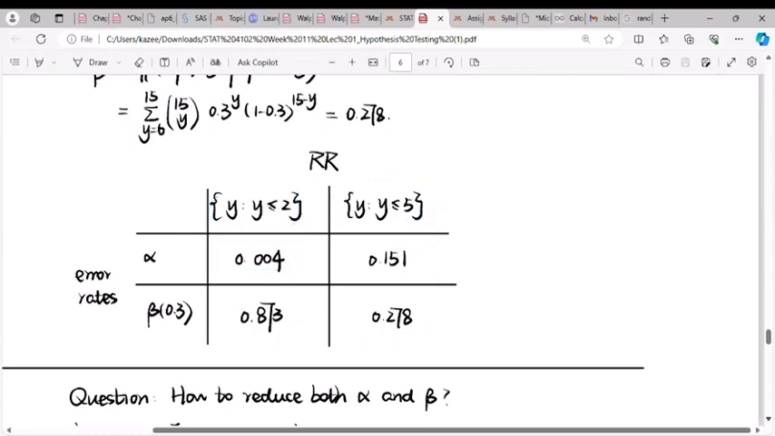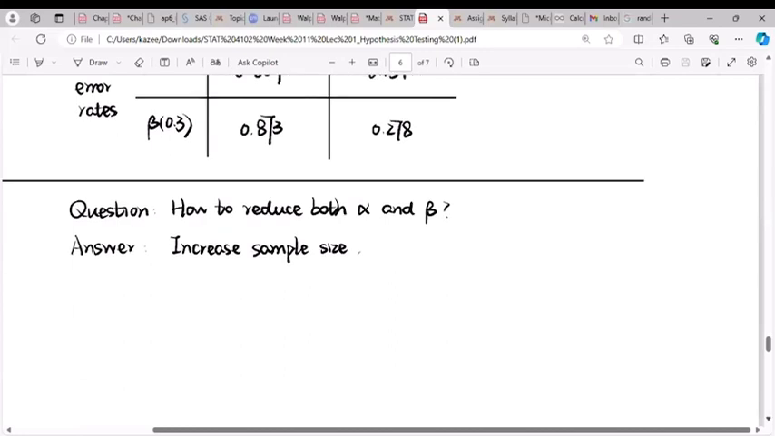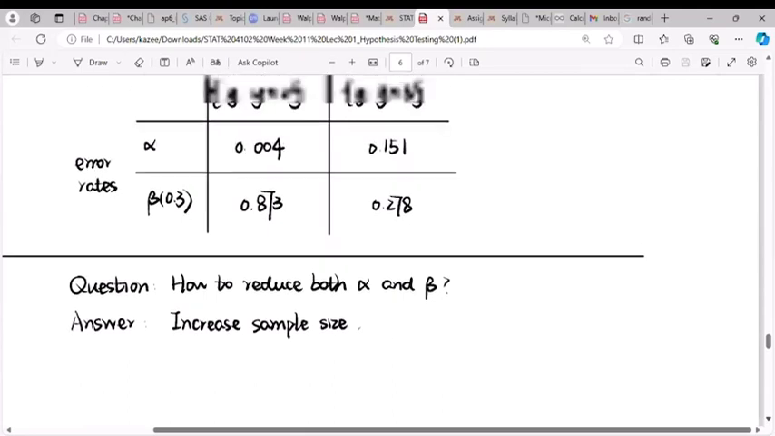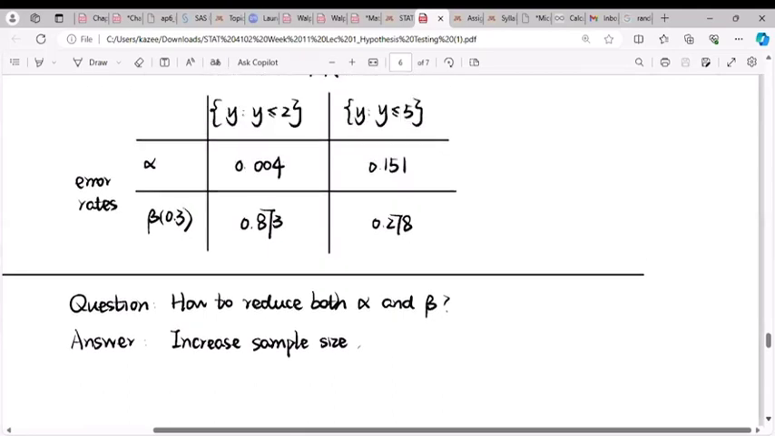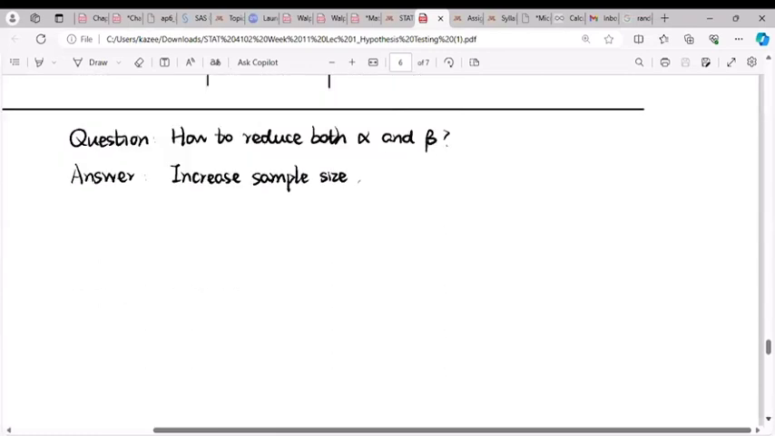But what can we do? Look at the question here. How can we reduce both alpha and beta? The only way to do that is to increase our sample size. You see that? That is the only way to reduce both alpha and beta. Without increasing the sample size, the moment you improve on one, the other one will be affected negatively. So we need to be able to control the two, reduce the two, by increasing our sample size.